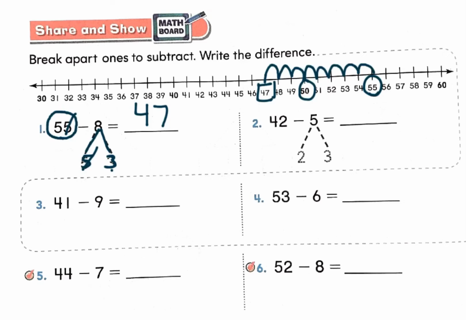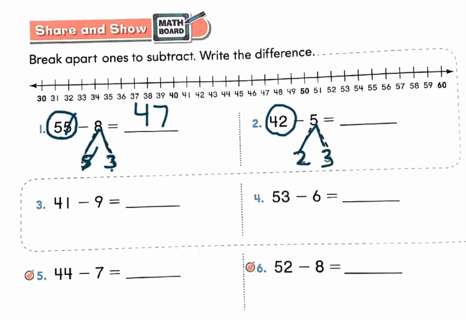Now I'm going to erase this to do the next one for you, but you don't have to erase your number line. You can just keep working with it. Okay, number 2, 42 minus 5. We have to break apart the 5 so that we can use one of the parts to make 42 40, right? The nearest 10. All right, here we go.